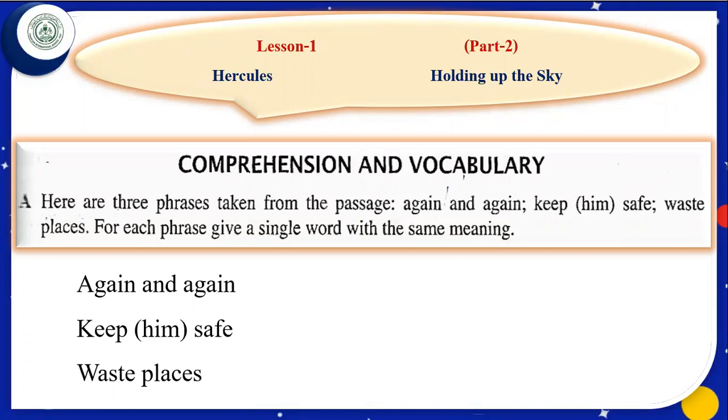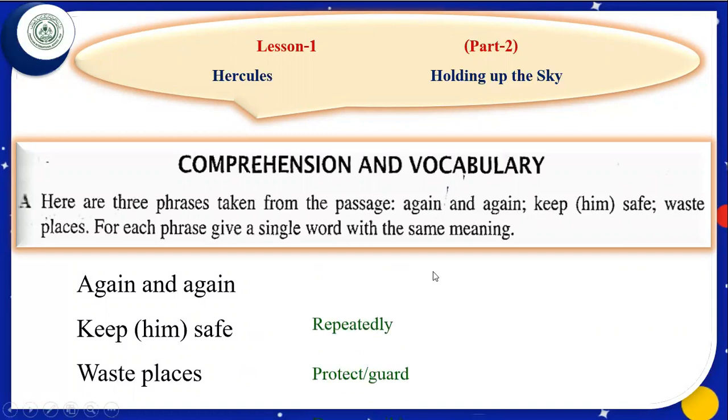We are set to find out the words having same meaning. It means we have to write here synonyms, but the condition mentioned here is single word. What is the condition mentioned here? We have to write the synonym, but it should be a single word. Yes, again and again. What do you think should be the synonym of again and again? Oh yes, it should be repeatedly. Keep safe, God. That is okay.